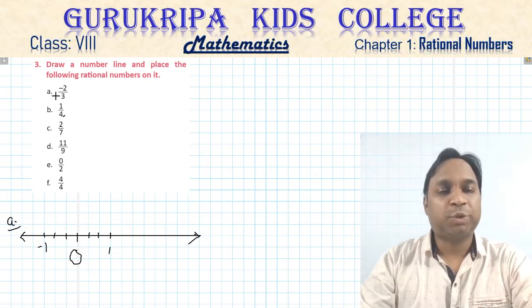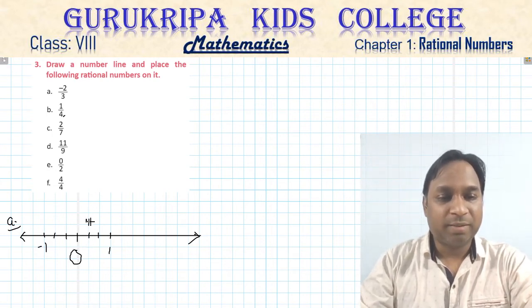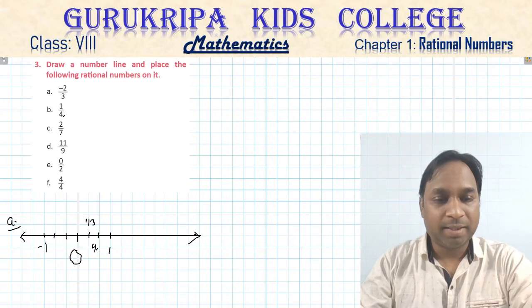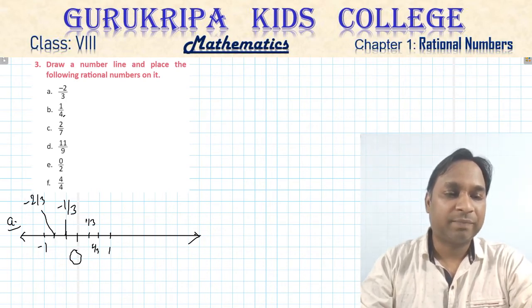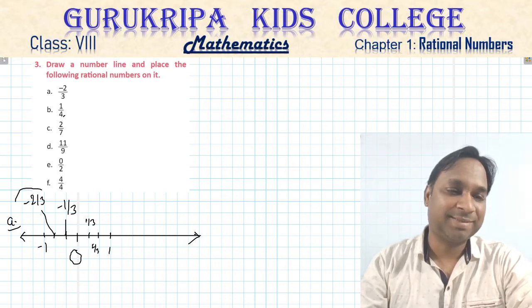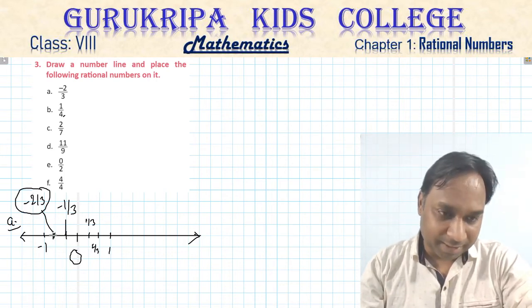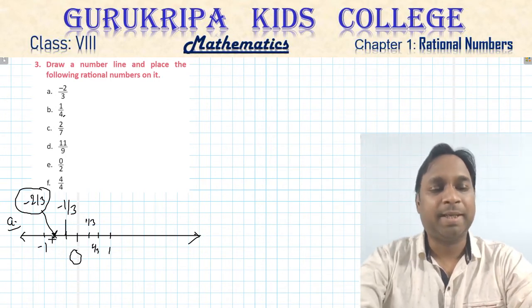So where will -2 by 3 be? Each division is 1 by 3. This is 1 by 3. This one is 2 by 3. This one is -1 by 3. What will be this one? -2 by 3. So you got -2 by 3. Here it is on the number line, this one it is. ठीक है.